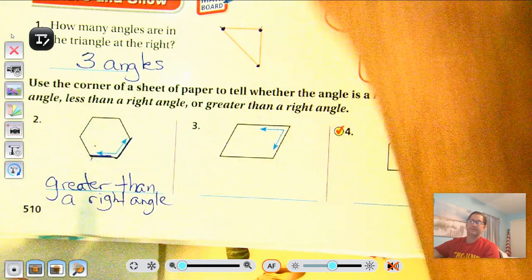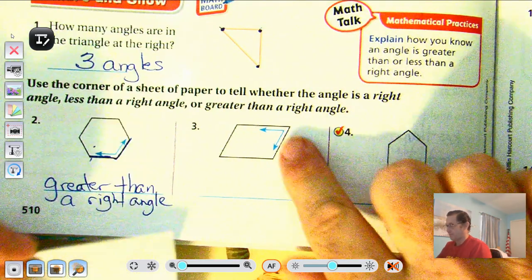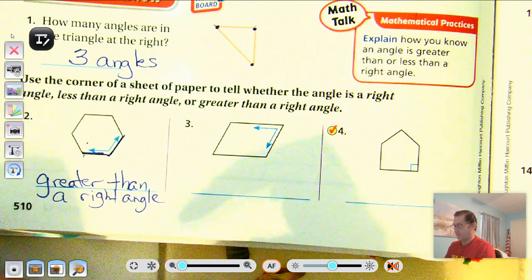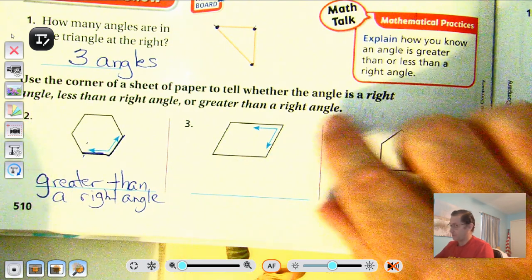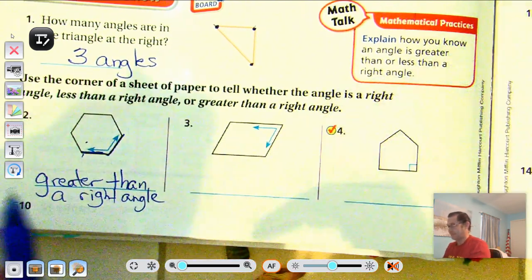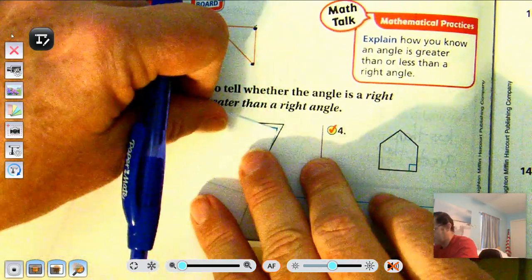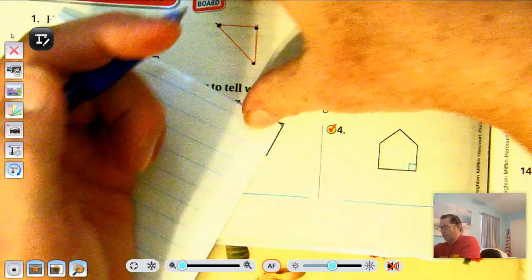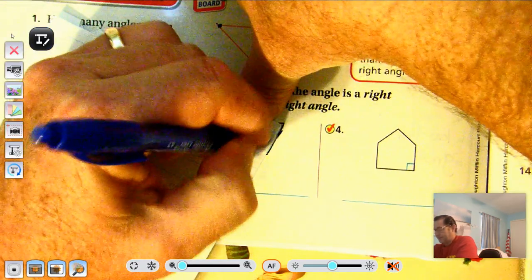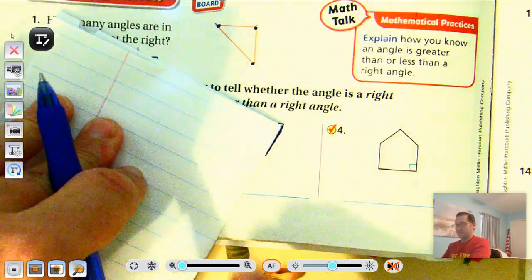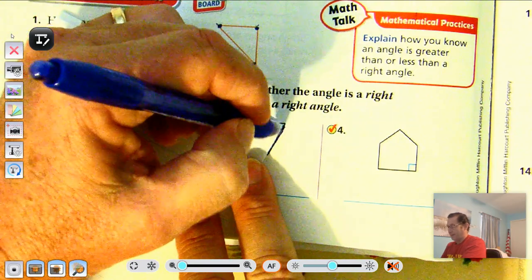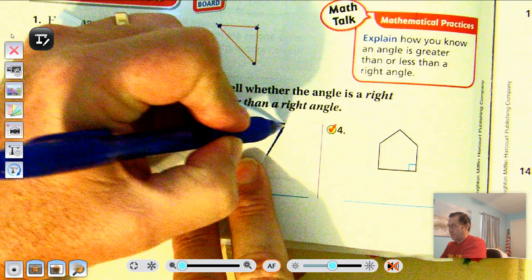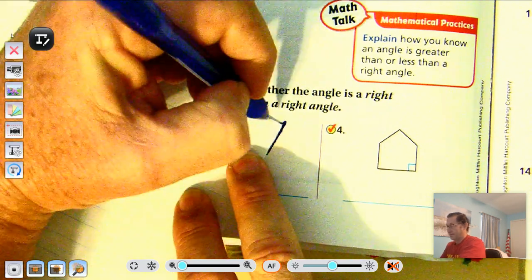All right. Take your piece of paper, line one of the line segments up with the edge of your paper, and put the point of the paper in the corner of the vertex or matching the vertex. Okay, so I'm going to go with this one right there. I put my edge of my paper against this line segment. The corner of my paper is in the vertex there.